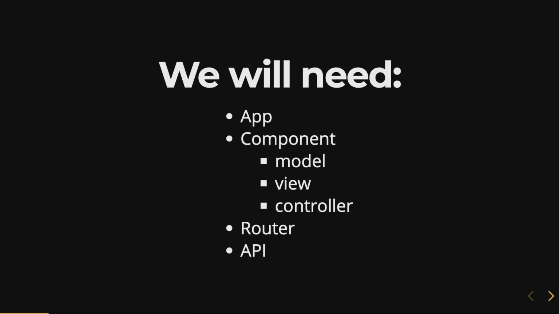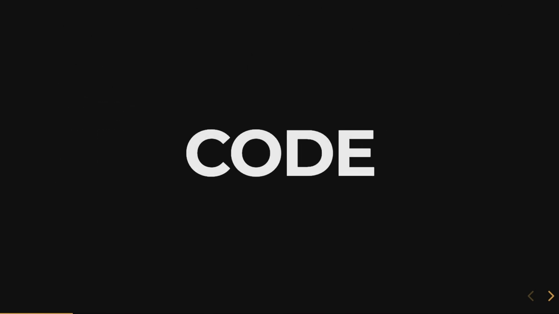And so for this app that we're building from scratch, we're not going to use any libraries. We're just going to use what's supported by the browser. We're going to need an app. We'll need a component, potentially multiple components. That component will have a model, a view, and a controller. We'll need some sort of router to be able to swap between components, and we will need some sort of API client. Let's write some code.